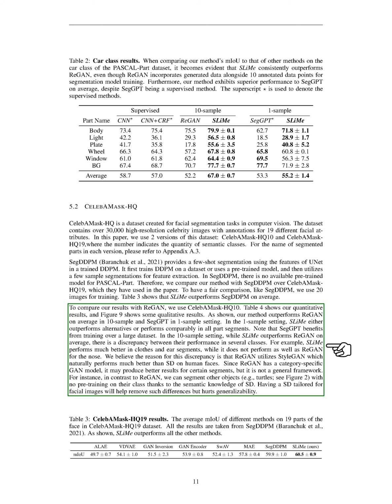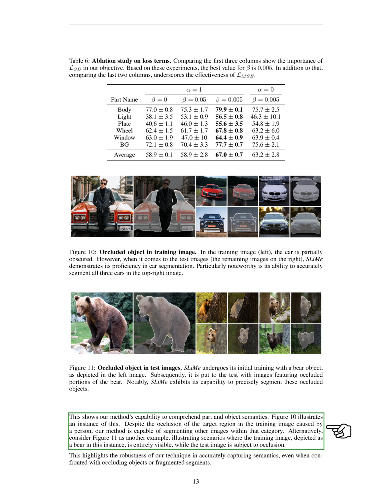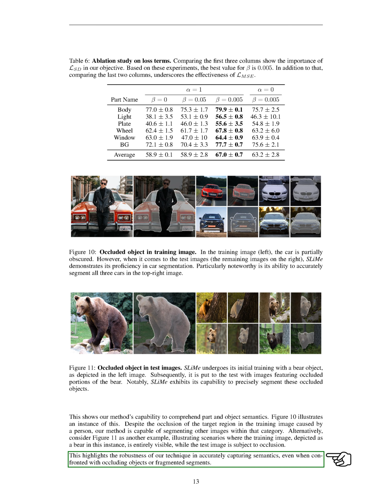Section 5.3.1 Occlusion Results. In this section, we'll discuss the versatility of our method, which can be trained on an object that's partially hidden and then used to analyze images where the object is fully visible, or vice versa. This demonstrates our method's ability to understand the semantics of parts and objects. For instance, even if a person is blocking part of the object in the training image, our method can still analyze other images of the same object. This is also true when the training image is of a fully visible object, like a bear, and the test image has some occlusion. This shows how our technique can accurately understand semantics, even when dealing with objects that are partially hidden or fragmented.